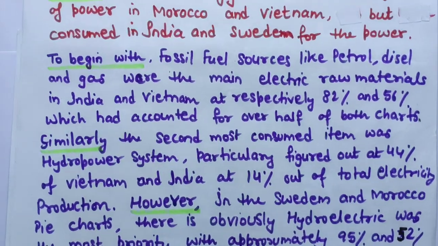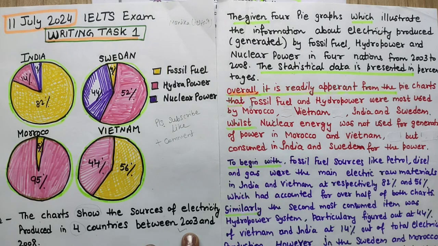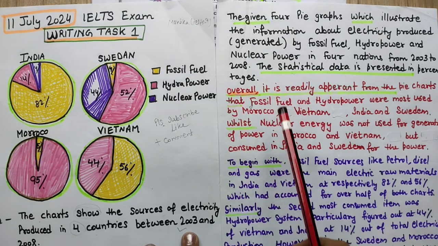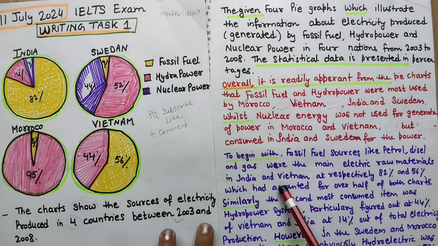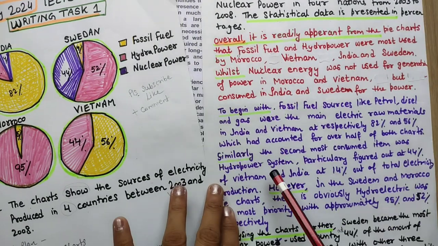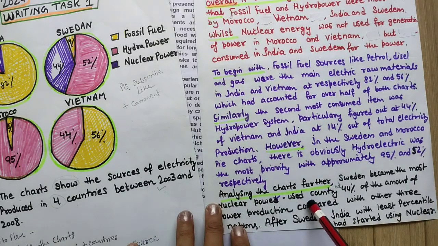So this is my essay. I will show you in full. See this: the introduction, the overall paragraph, and the body detail paragraphs about fossil fuel and hydro, and then the last one is nuclear power.